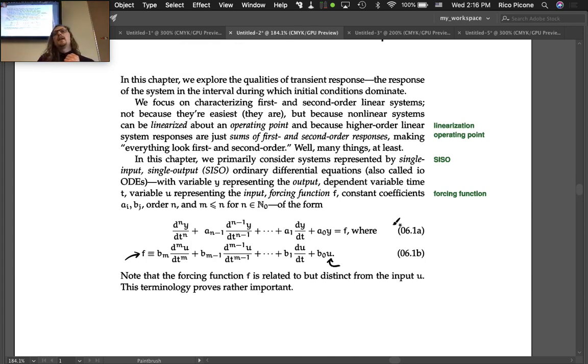So that's all. Any questions so far? We're going to start out with first-order systems.